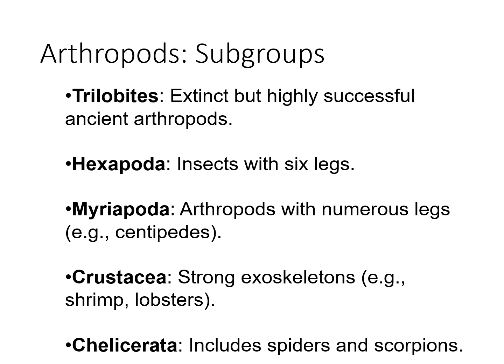Chelicerata includes spiders, scorpions, and their relatives, characterized by claw-like mouthparts called chelicerae. Together, these subgroups highlight the incredible adaptability and success of arthropods across nearly every environment on Earth.